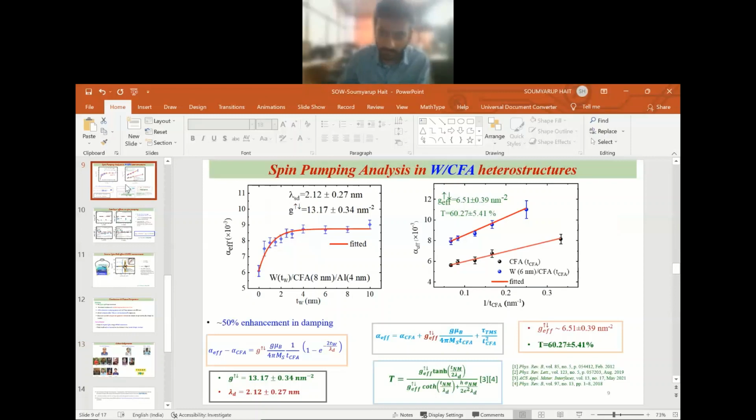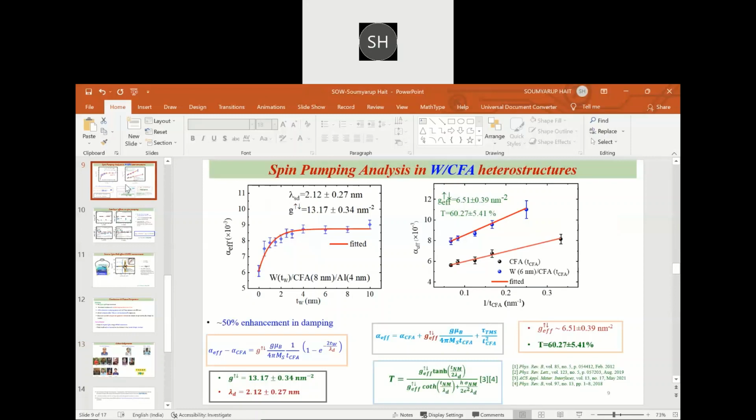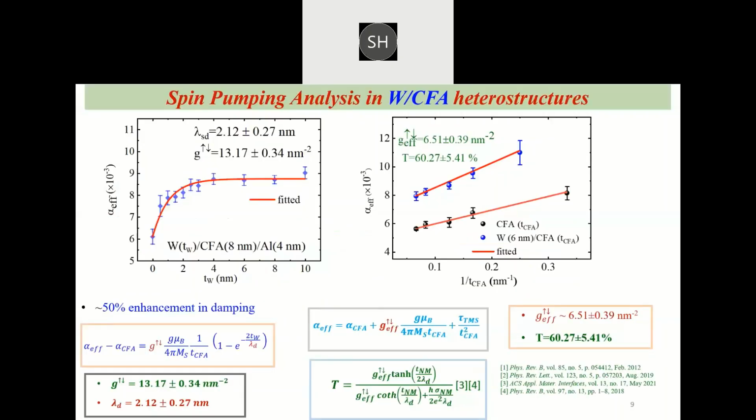Okay, first of all, I would like to say what is the finite size effect. So when we, if you see this equation, one minute, let me just, yeah.